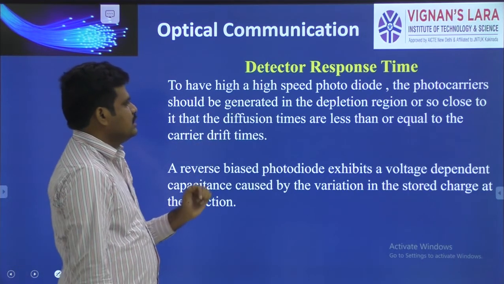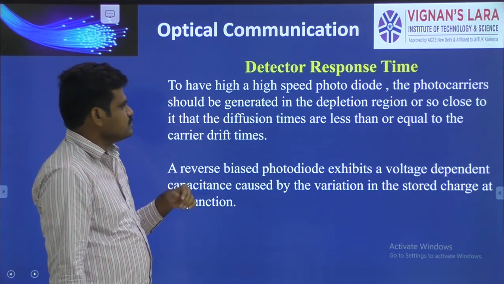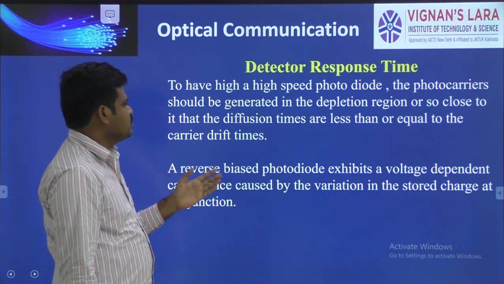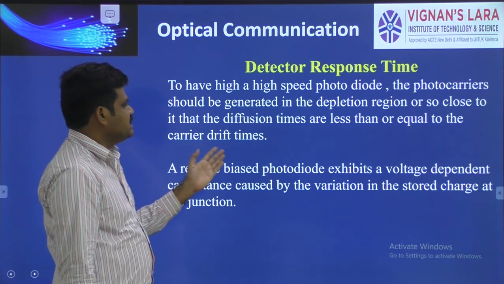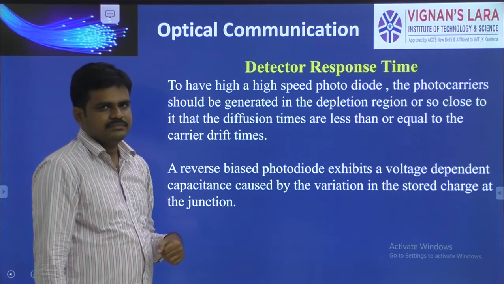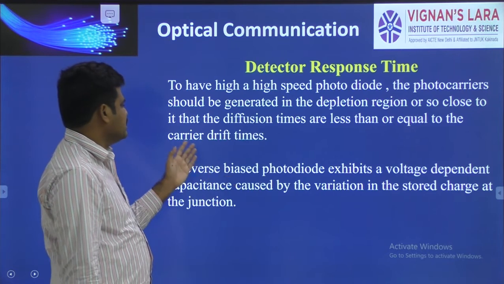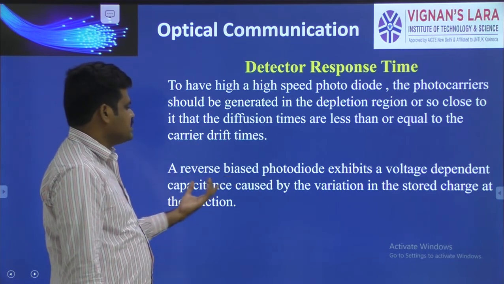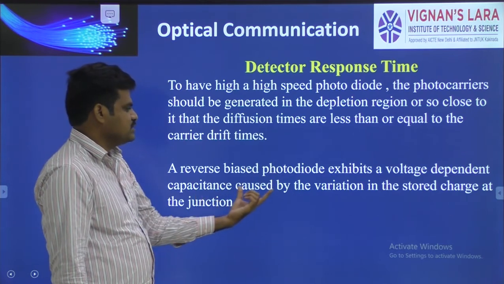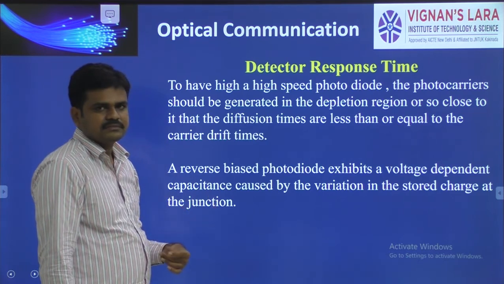The next one is, to have a high speed photodiode, the photocarriers should be generated in the depletion region, or close to it, so that the diffusion times are less than or equal to the carrier drift time. A reverse biased photodiode exhibits a voltage dependent capacitance caused by the variation in the stored charge at the junction.